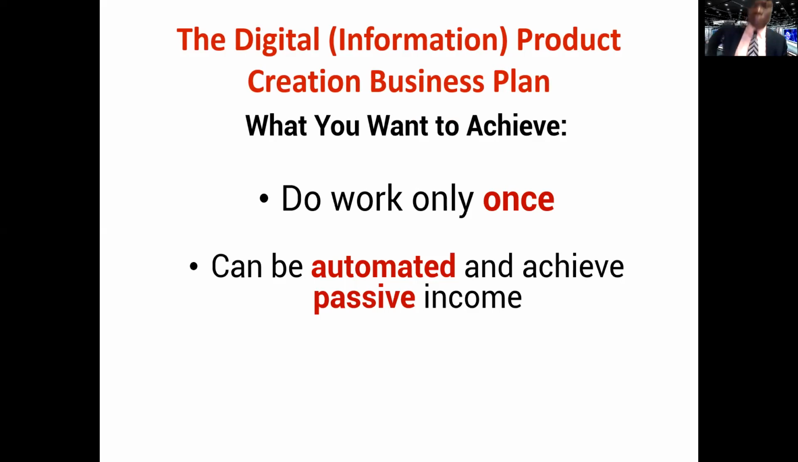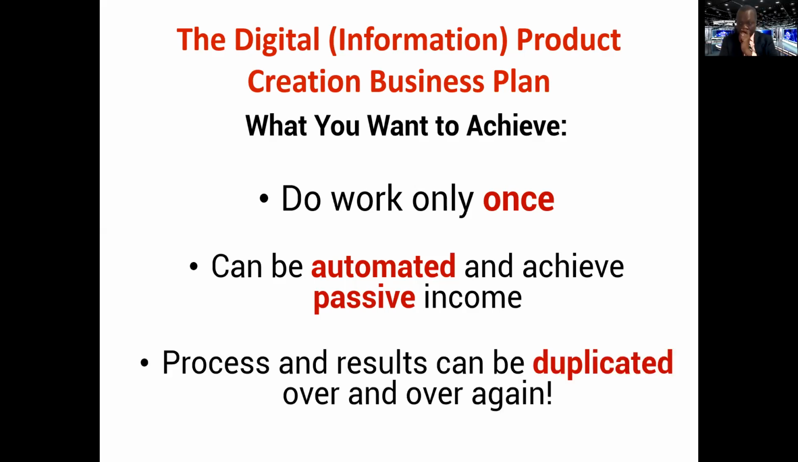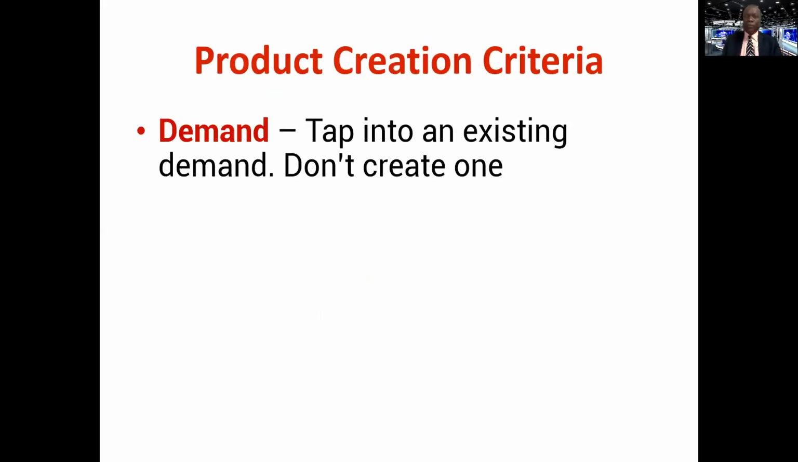I have made some sales on JVZoo and on Thrivecart this morning without having to do anything other than maybe send out an email. In some cases, I don't even send out any emails. Some people run into links that I posted last week or last month or last year, and I make money. So you want a digital product that can be automated and that can help you achieve passive income, and where your process and results can be duplicated over and over and over again.